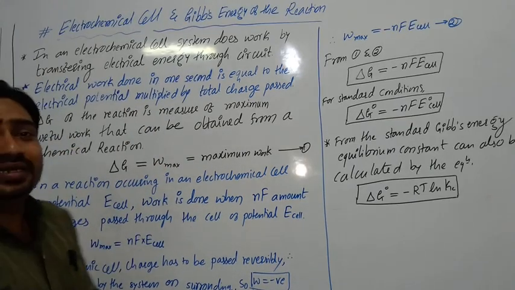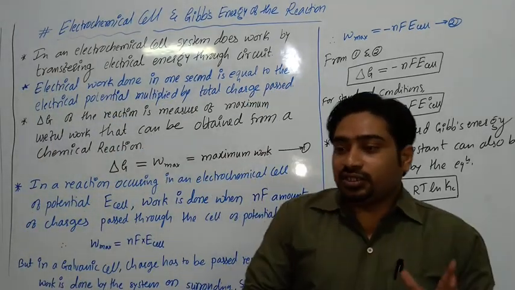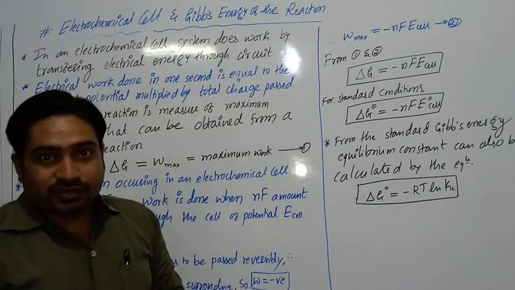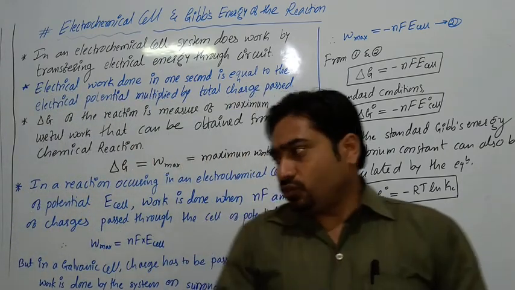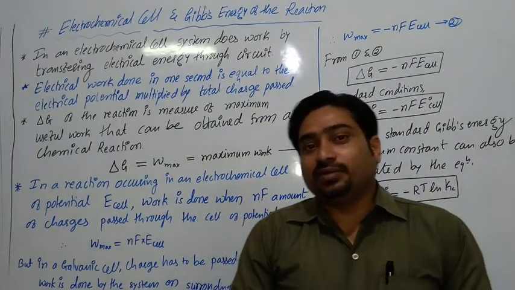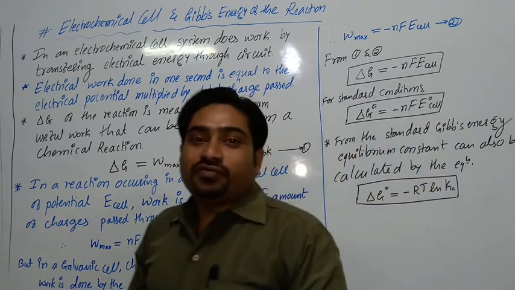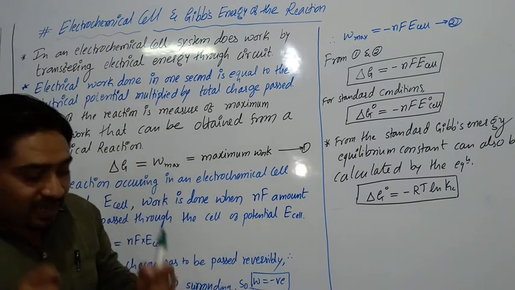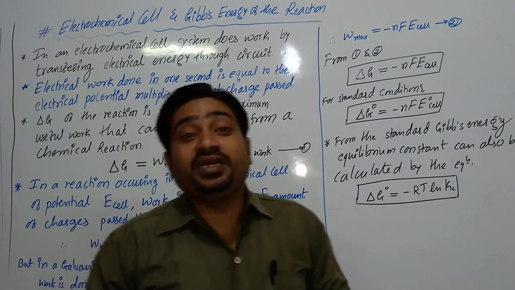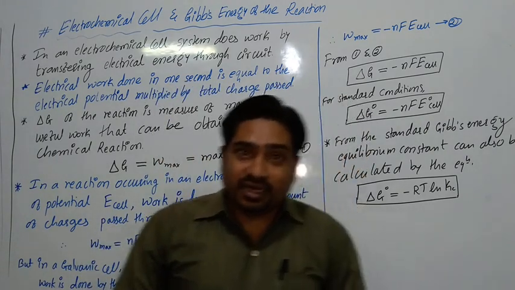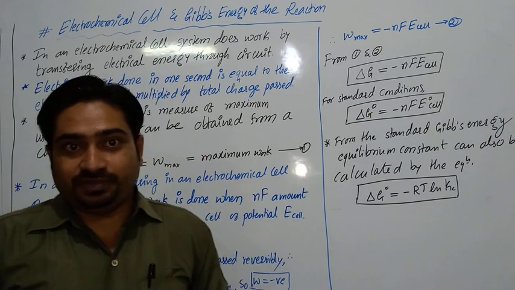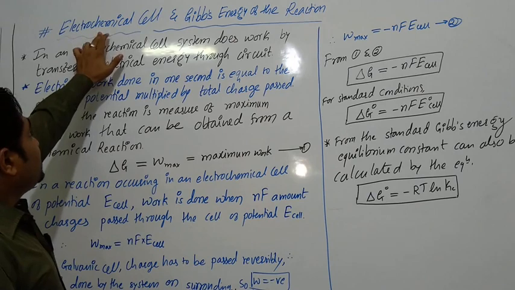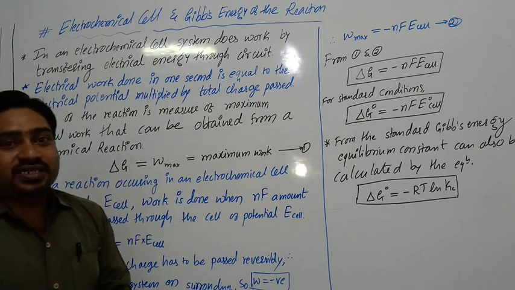So what do you mean by electrochemical cell? At the start of electrochemistry we discussed the electrochemical cell, and in the whole lecture we are discussing only electrochemical cells. So what is the definition of an electrochemical cell? An electrochemical cell is a device which converts the chemical energy of a spontaneous chemical reaction into electrical energy.